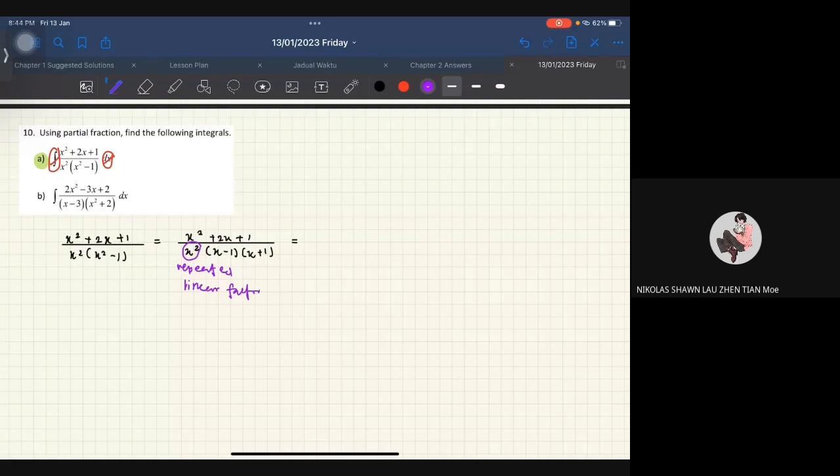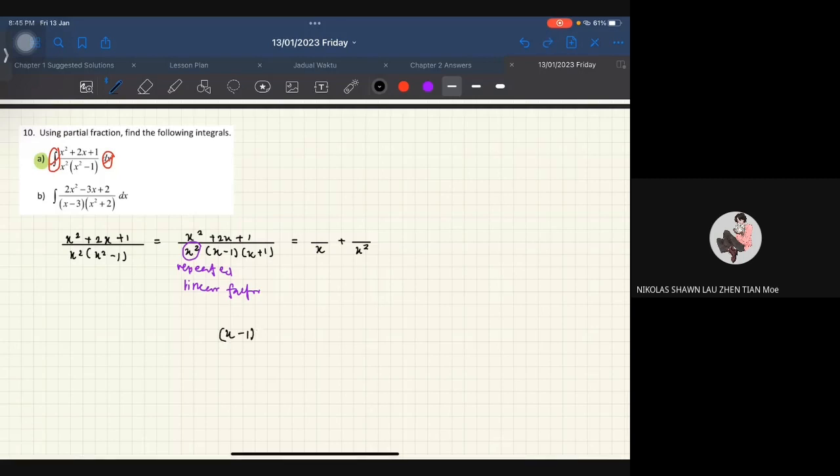Okay, so bila kita ada repeated linear factor, macam mana kita nak express dia into partial fractions? So you need to remember. So kita akan tulis dulu satu factor which is x. Okay, and then you need to plus with another factor which is x juga but with square. Itu sahaja. Okay, so ini untuk bahagian yang repeated lah. So dia mesti ada satu, mesti ada lagi satu. X dengan x square.